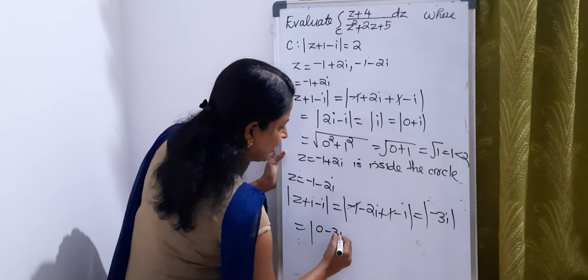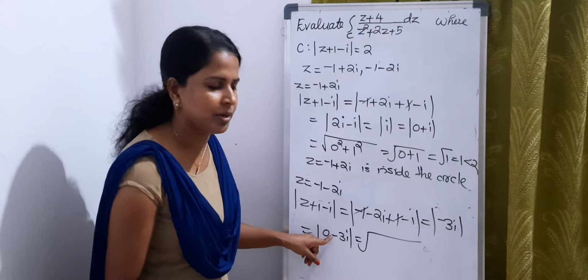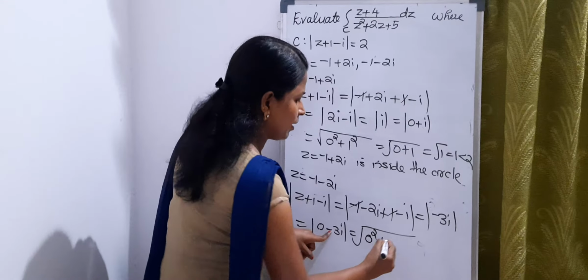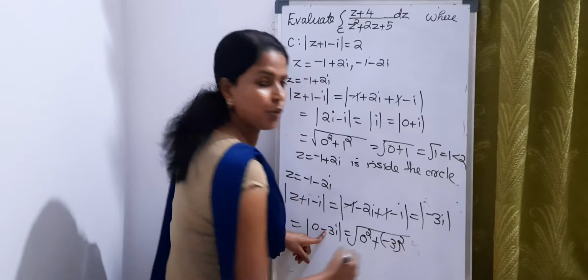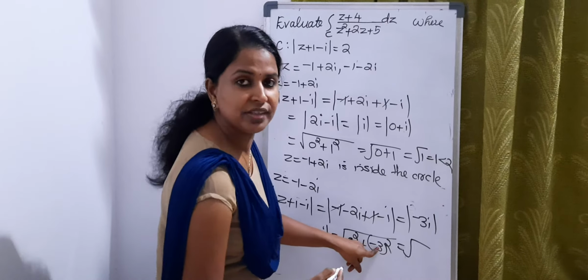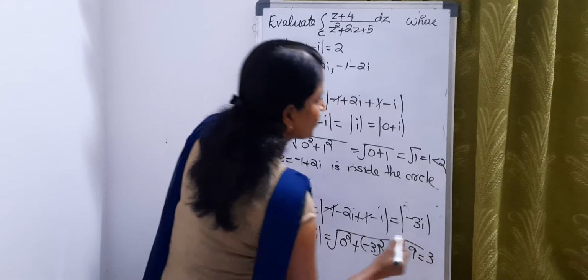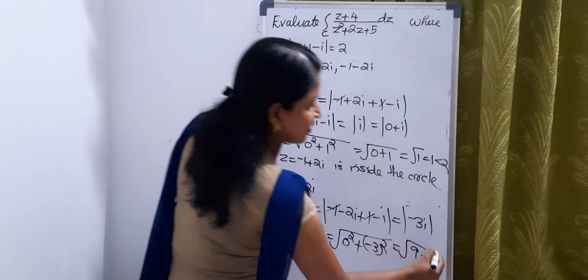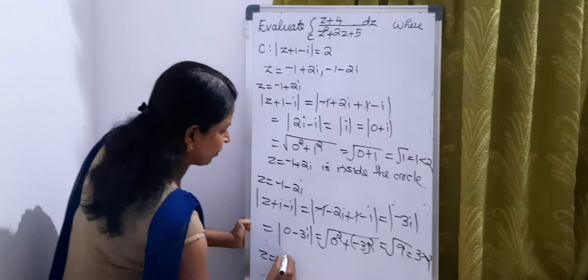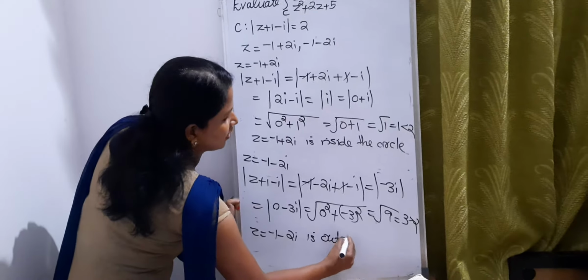0 minus 3i. That is square root of, again modulus of a complex number, square root of real part square plus imaginary part square. 0 square plus minus 3 square. That is root of 0 plus 9. That is 3. 3 is greater than 2. So z equal to minus 1 minus 2i is outside the circle.